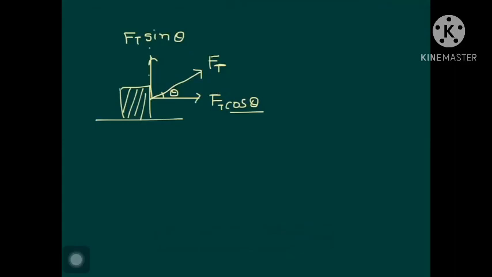So from the sine component and cos component, which component is responsible for doing the work? We need to ask ourselves in which direction this object is moving. The object is moving in the horizontal direction only. In that case, the horizontal component of the force, that is Ft cos theta, and the distance traveled, let's suppose d. So Ft cos theta into distance traveled d is responsible for doing work.